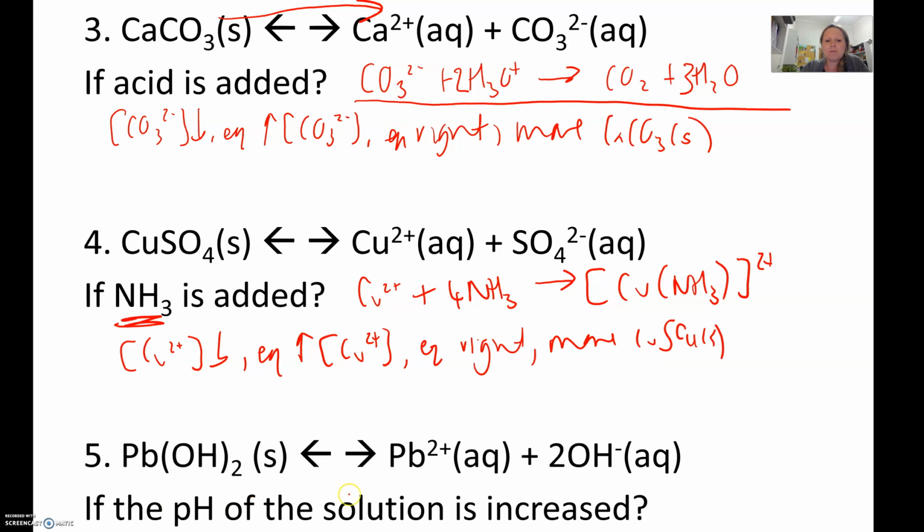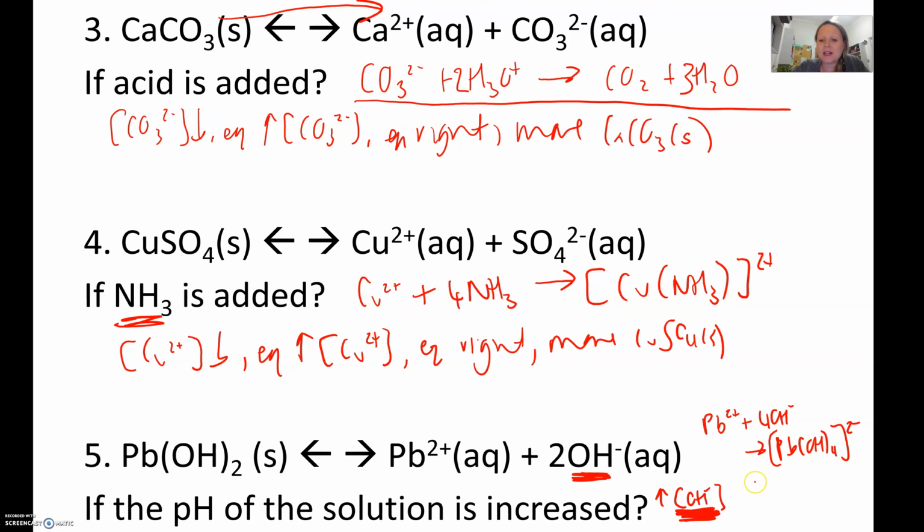This one here says if the pH of the solution is increased. Now, an increase in pH means an increase in hydroxide ions. Interesting. So if they're increasing the hydroxide ions and we've got hydroxide ions, that's a hint that this question is about a complex ion. And so actually the complex ion is the lead complex ion, where it's Pb2+ plus 4OH- goes to Pb(OH)4 2-. So this is actually a complex ion one where they've told you that you're adding more hydroxide to something that has hydroxide to form the complex.